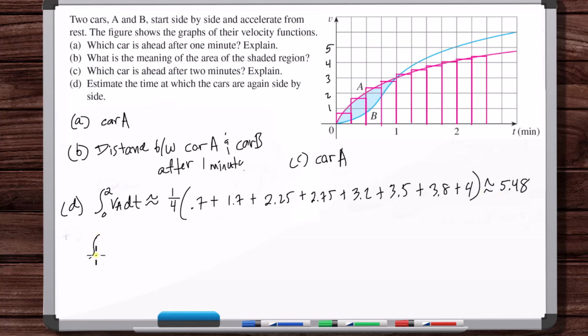Car A and car B. So now we're going to go from 0 to 2 of VB dt, which is approximately equal to 1/4. Okay, so looks like about right there. Pretty much nothing.